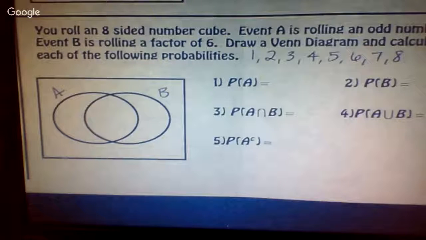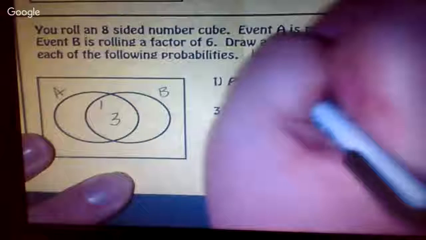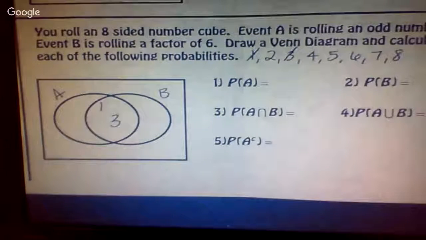Okay. So, what do the two share in common? Event A is rolling an odd number. Event B is rolling a factor of 6. What goes in the middle? Event A is odd numbers, and event B is factors of 6. 3, and what else? 1. Perfect. 1 and 3. 1 and 3 are odd and also factors of 6.